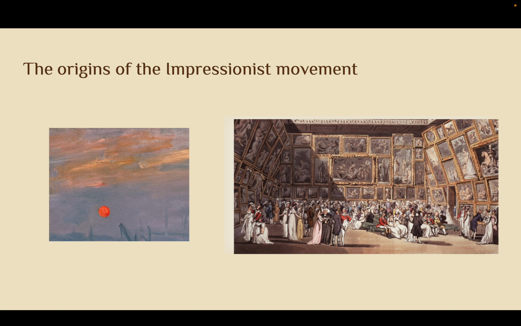Techniques in the movement included painting small, short strokes which appeared optically blended from a distance. They also often depicted landscapes and genre scenes, which were deemed as unimportant during that time period.